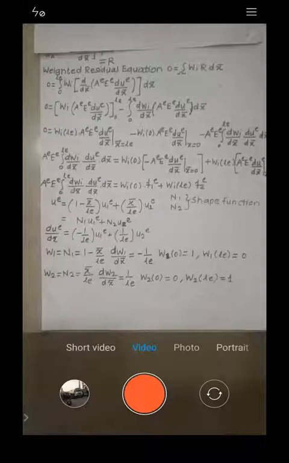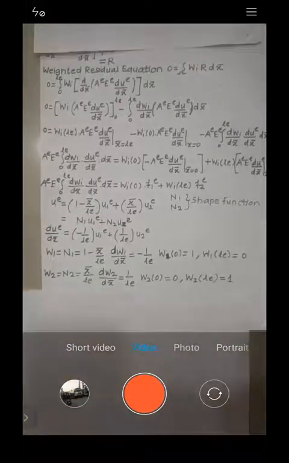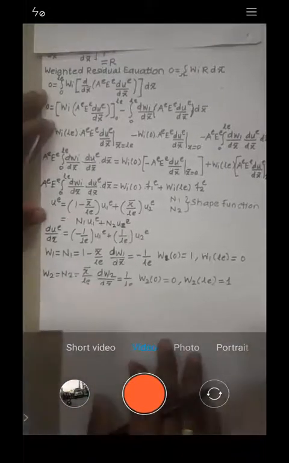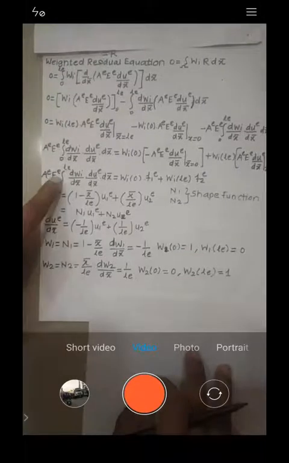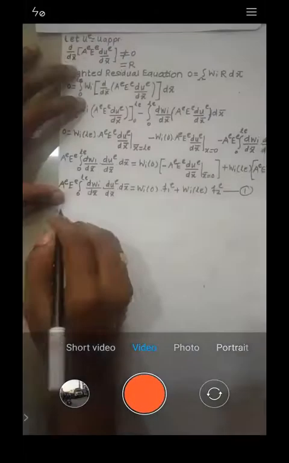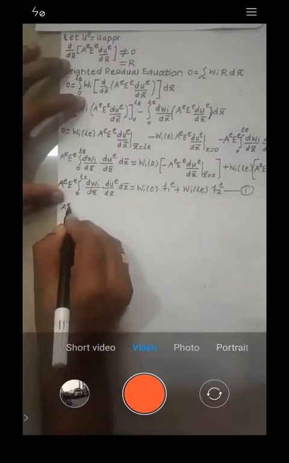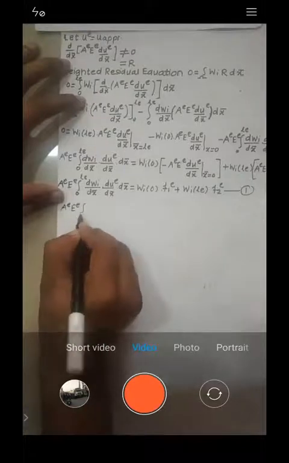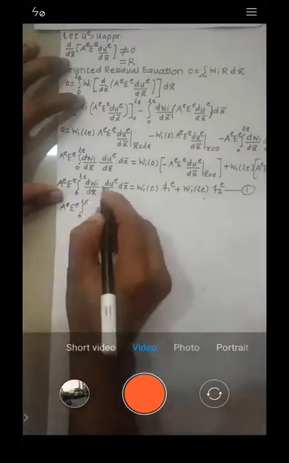Let me know. Is it okay or not? Let me know immediately. Yes, sir. Okay. Now see, we need to put this value in this equation, right? So let me call this equation number 1. What I will do is write down equation number 1 for the first weight function. See, this is very important now. AE, EE, 0 to LE. I will write down for the first weight function.